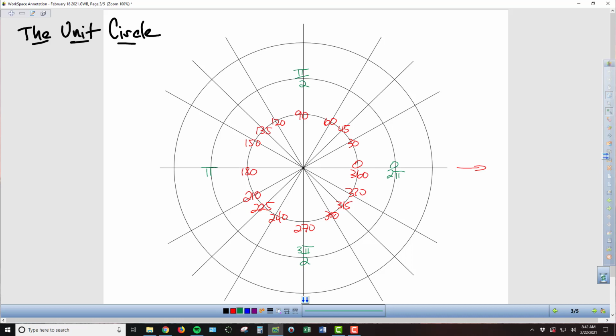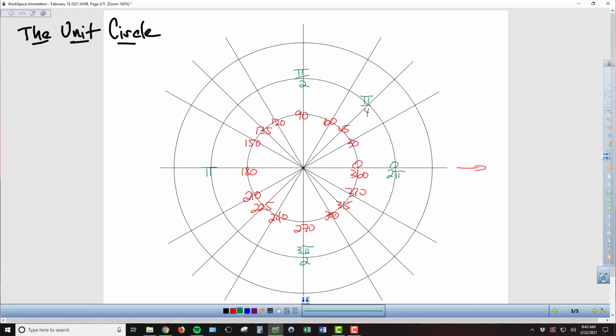Next, we can fill in the 45s. So 45, 135, 225, and 315. Those are all our 45-degree equivalents. So 90 divided by 2 is 45 degrees. So pi over 2 divided by 2 is going to give us the radian measure. Pi over 2 divided by 2, or pi over 2 times 1/2, gives us pi over 4. So now every 45 degrees, we're counting a pi over 4.